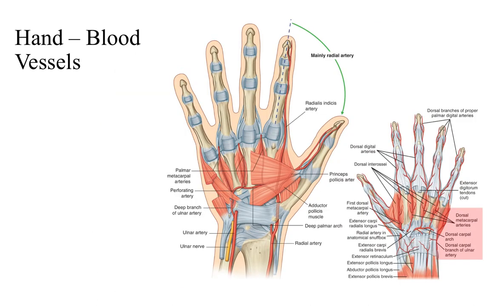On the dorsal side, we have the dorsal carpal arch right here, coming from the ulnar artery, and that's going to branch out into the dorsal metacarpal arteries, which are then going to branch out into the digits as well.